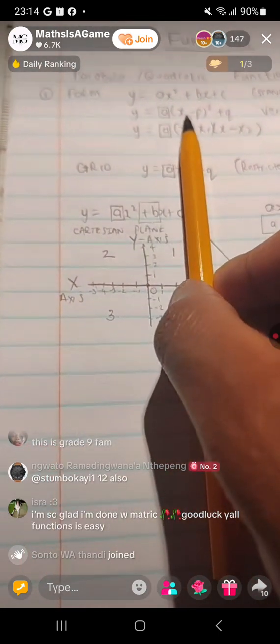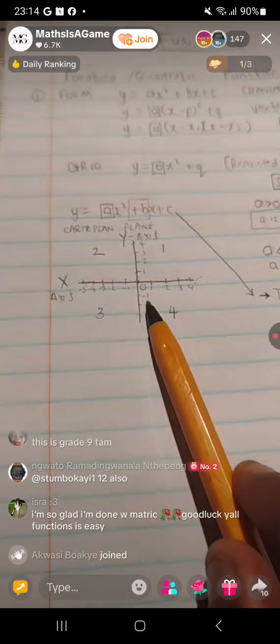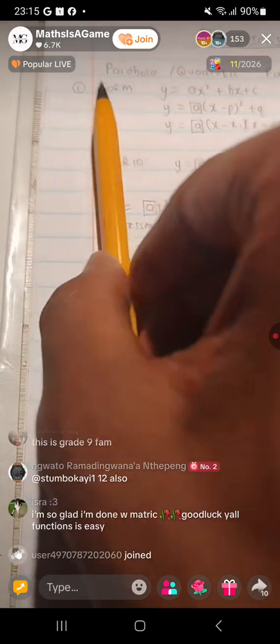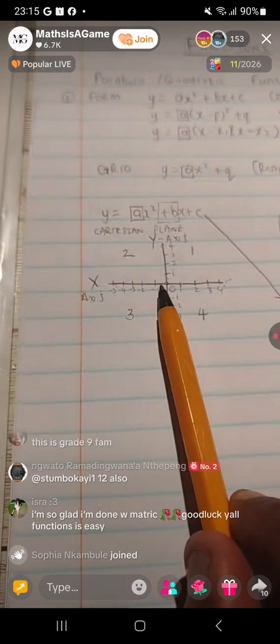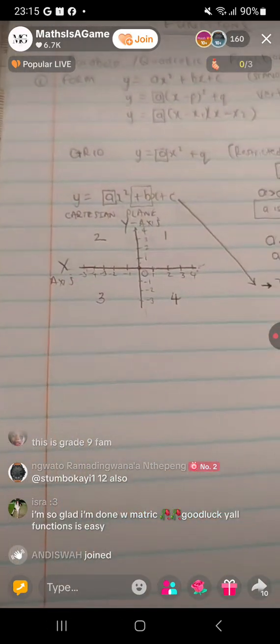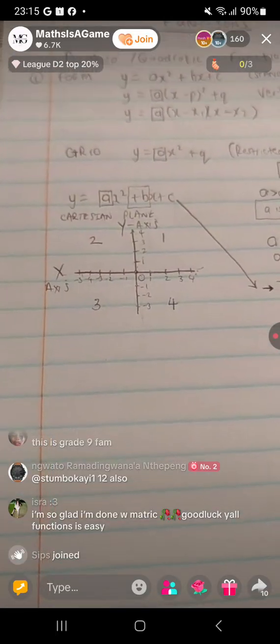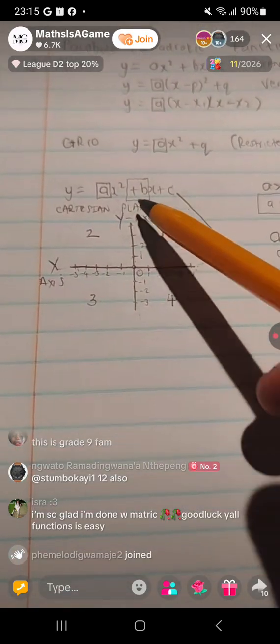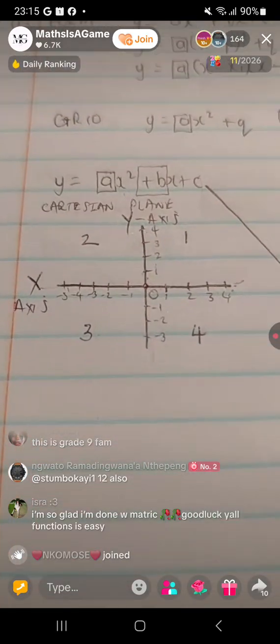On the right of the y-axis, x is positive. On the left of the y-axis, x is negative. Okay, so that's an important thing to internalize as far as your Cartesian plane is concerned.